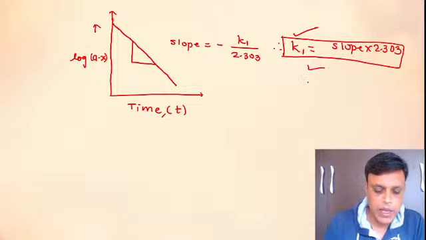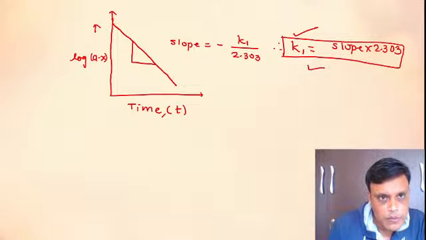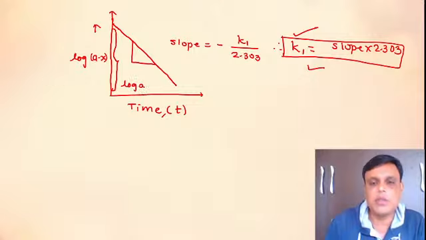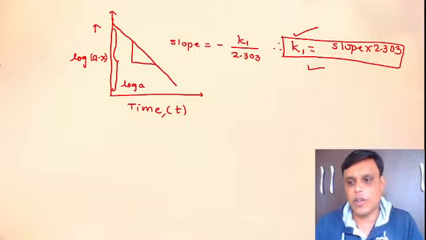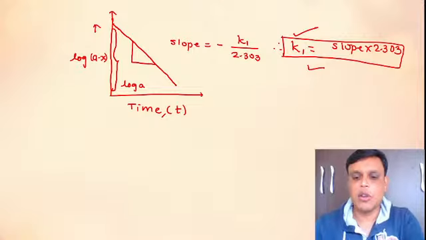And now what is left? The intercept on the y-axis, that is log a. This is your intercept. So this is the nature of your graph.